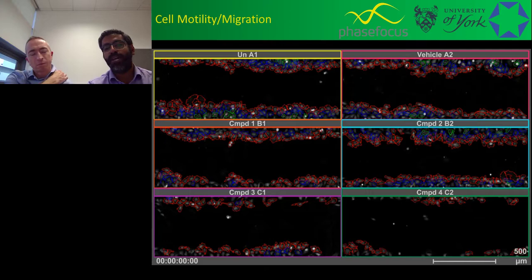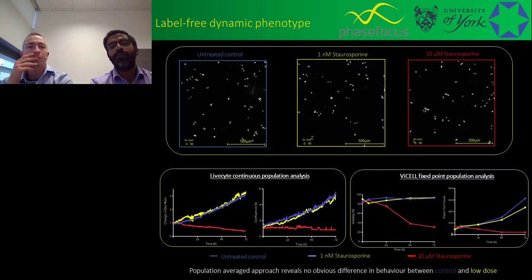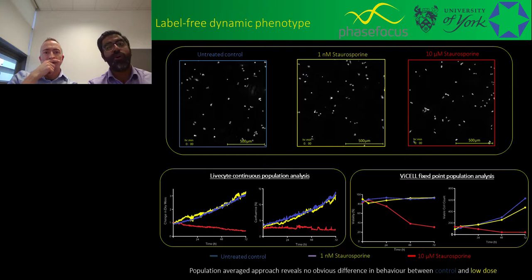So I want to move on next to what we call a label-free dynamic phenotype. So what do I mean by this? Let's take this example. We have metastatic breast cancer cells. On the left in blue, we have them untreated. On the right, we have hit them hard with 10 micromolar cyclosporine. And in the middle, we have a tonic stimulation of 1 nanomolar cyclosporine.